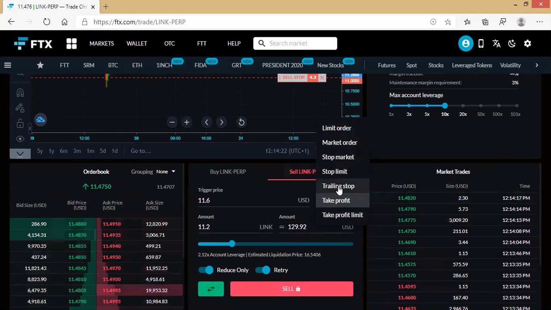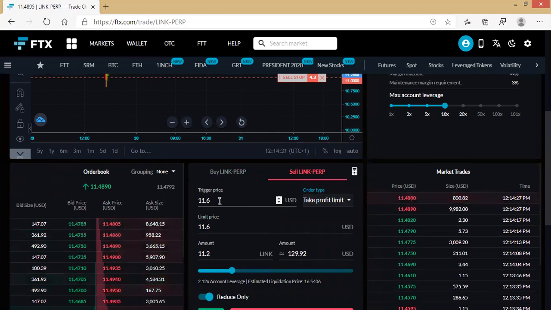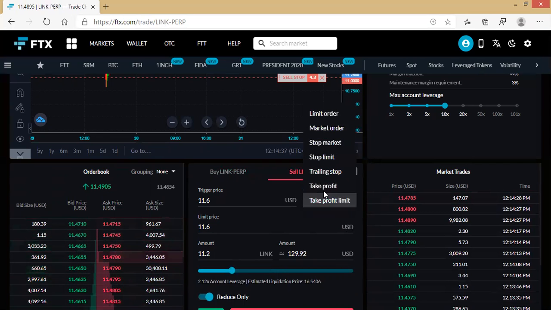Then we still have the trailing stop. Then we also have the take profit limits. I always prefer take profit more than take profit limit, because in the take profit limit you need to put your trigger price, the limit price and all that. So I prefer my take profit: if you get there, let me just take profit and get out of the market.